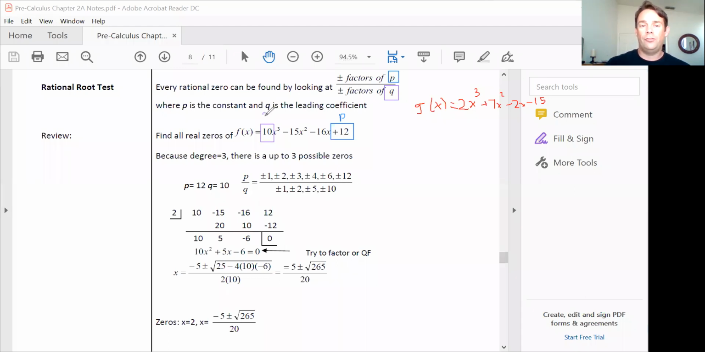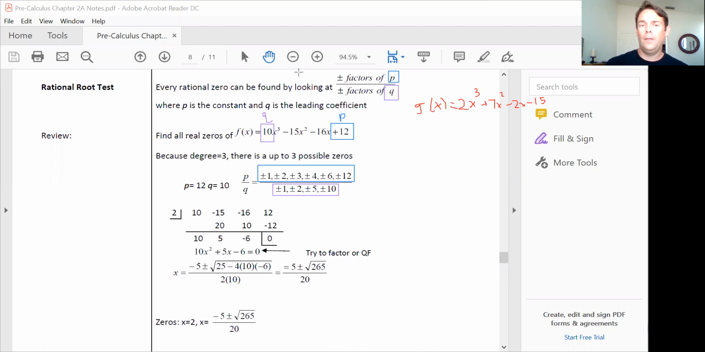Q is all the factors of our leading coefficient. In other words, all the factors then are going to take the form of all our p's, all the factors of our p value, divided by all the factors of our q value. And some of you are going, that's still a lot. Yeah, but it's a whole lot better than infinity.